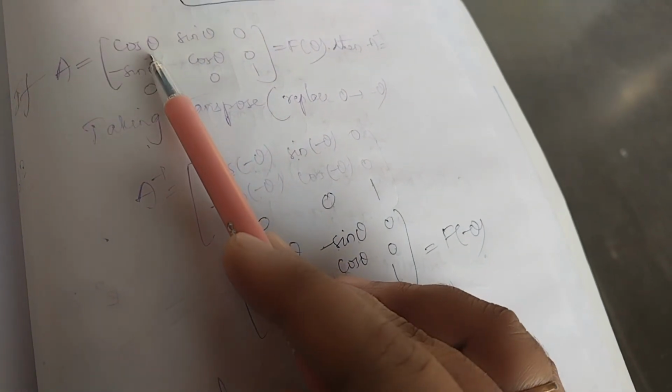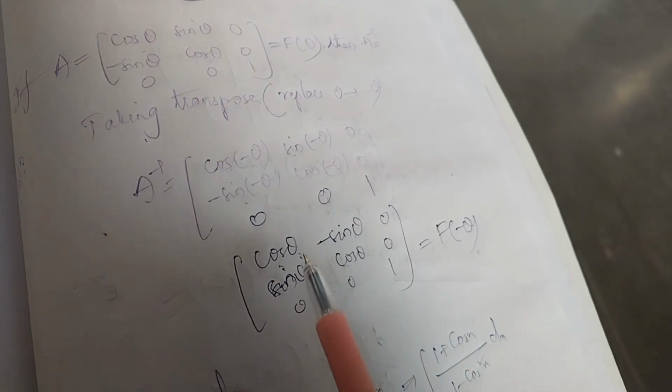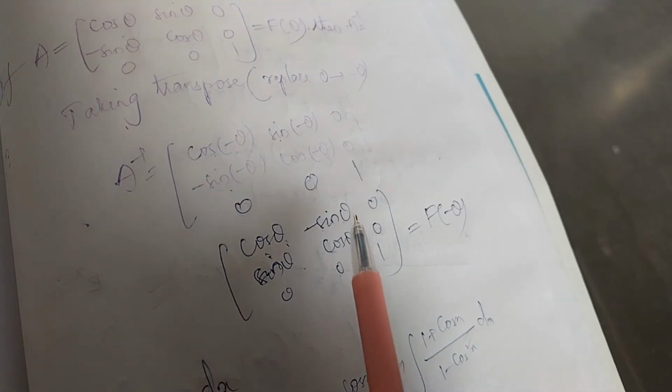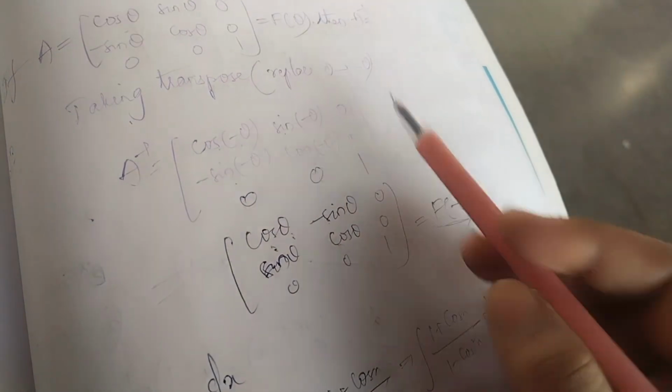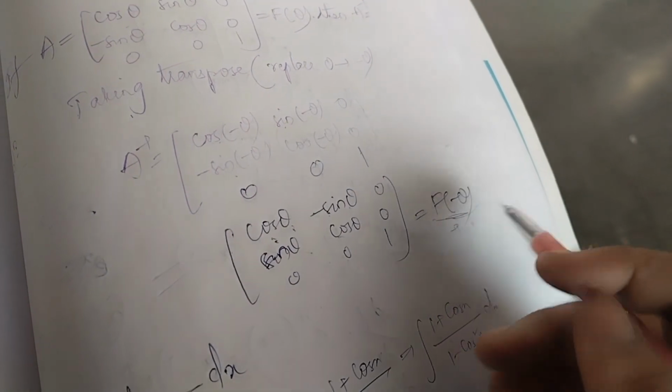So if you compare with this one, then we got cos theta remains cos theta, but in place of sin theta we have got minus sin theta. So this is simply f of minus theta. So A inverse is equal to what? F of minus theta. One of the important problems.